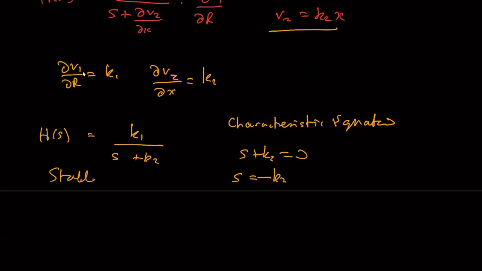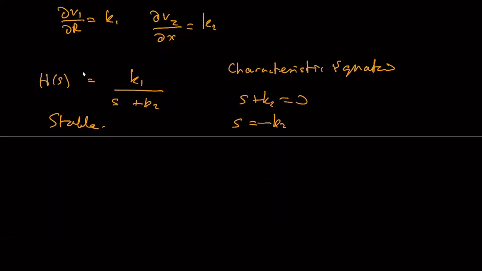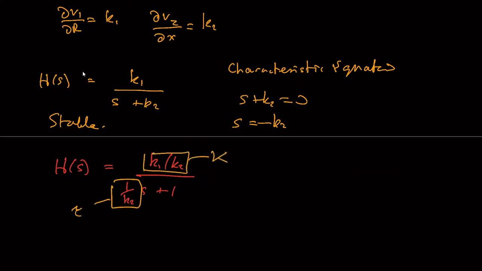Now you might also want to put this into a standard form, which it currently isn't. And you do that just by dividing top and bottom by k2. So k1 over k2, over 1 over k2 times s plus 1. That's the standard form. This thing here, of course, is the tau. Okay, and then this thing here is the gain. This is the time constant. All right, and there we have it.